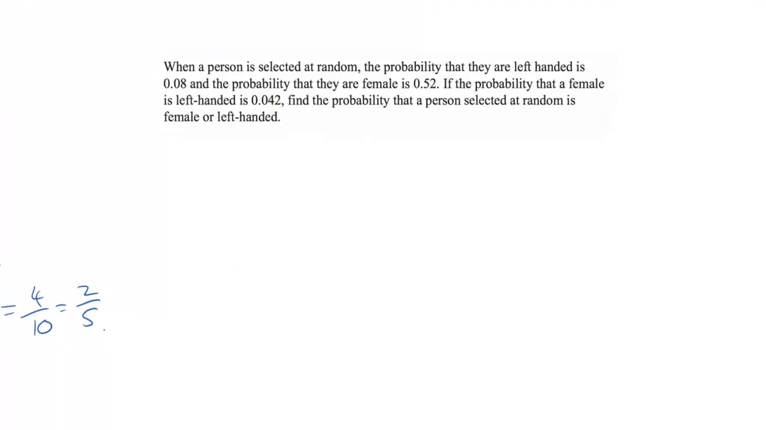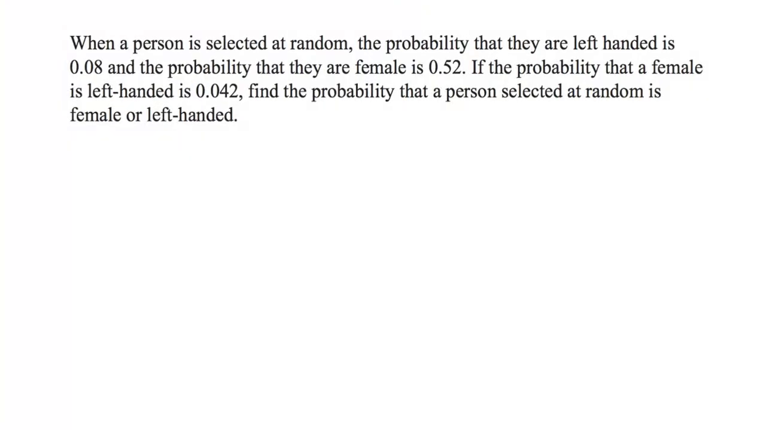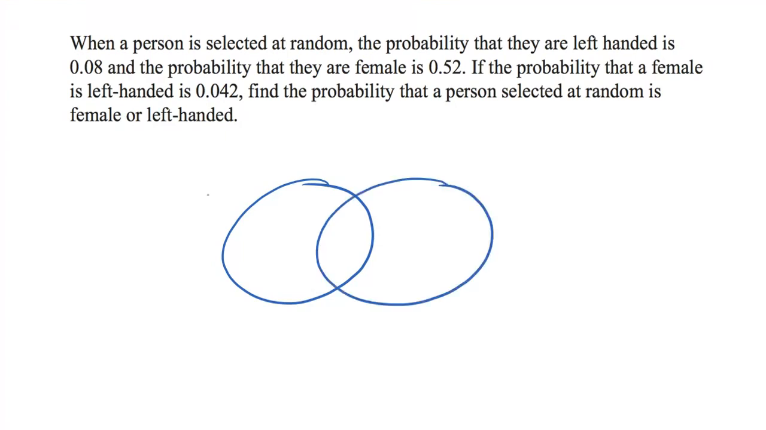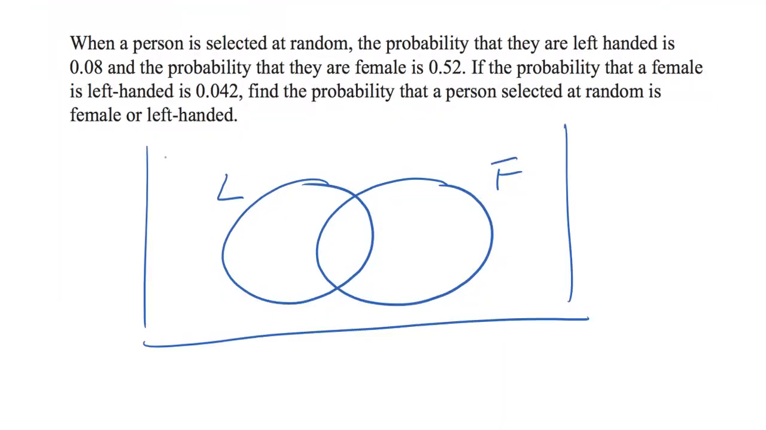Okay, final question. Let's do a really challenging one to finish off this video. We're going to read this very, very carefully because it is a tricky one. When a person is selected at random, the probability that they are left-handed is 0.08, and the probability that they are female is 0.52. Now, already I'm going to start to think about this. I'm working on information about left-handed people and females. So I'm going to use L for left-handed and F for female.